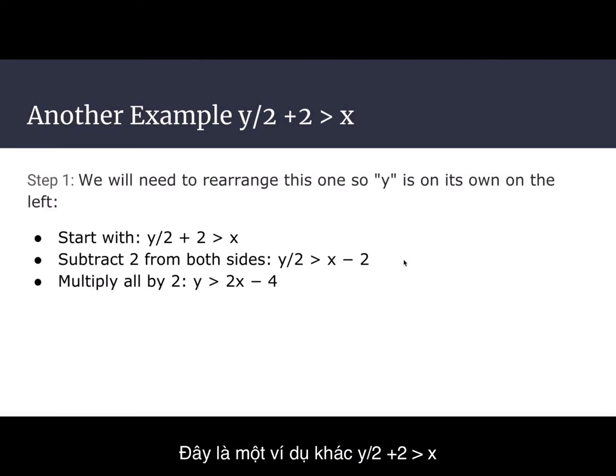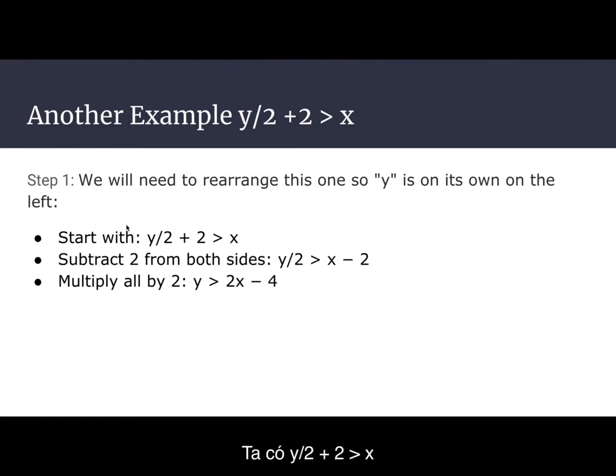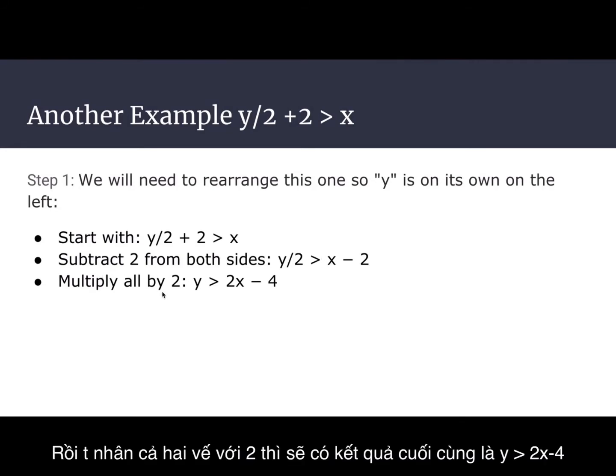Here is another example. y divided by 2 plus 2 is greater than x. Step 1. We will need to rearrange this one, so y is on its own and on the left. So we start with y divided by 2 plus 2 larger than x. We subtract 2 from both sides. So we have y divided by 2 is larger than x minus 2. And we multiply all by 2. So in the final answer we have y is greater than 2x minus 4.